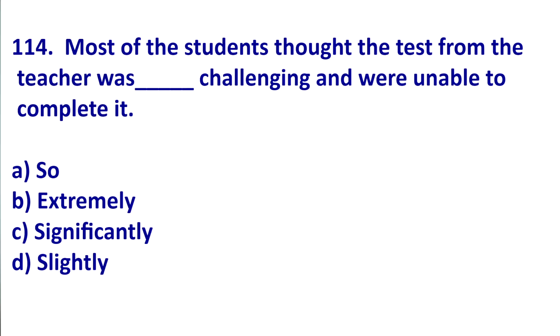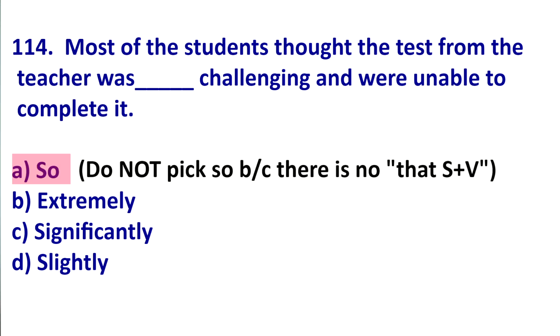It says, most of the students thought the test from the teacher was blank challenging and were unable to complete it. Now, many students will pick so. Don't, because there's no that subject verb after it. So is incorrect. Now I have extremely, significantly, and slightly. Now, the best answer is B. So you would pick B.